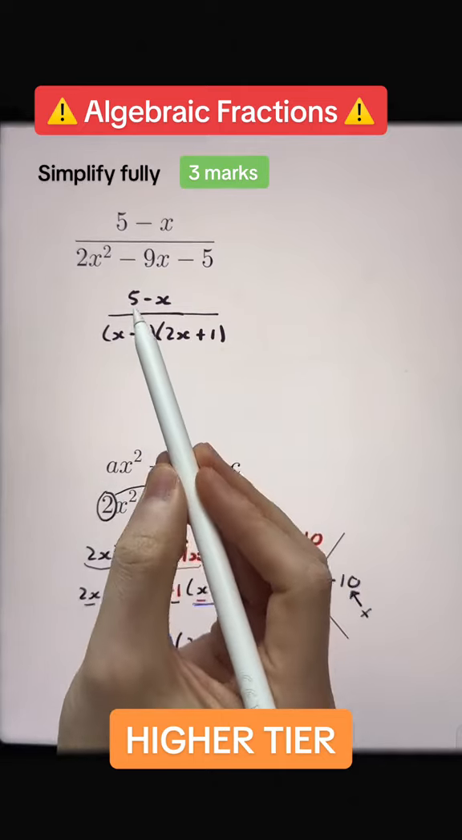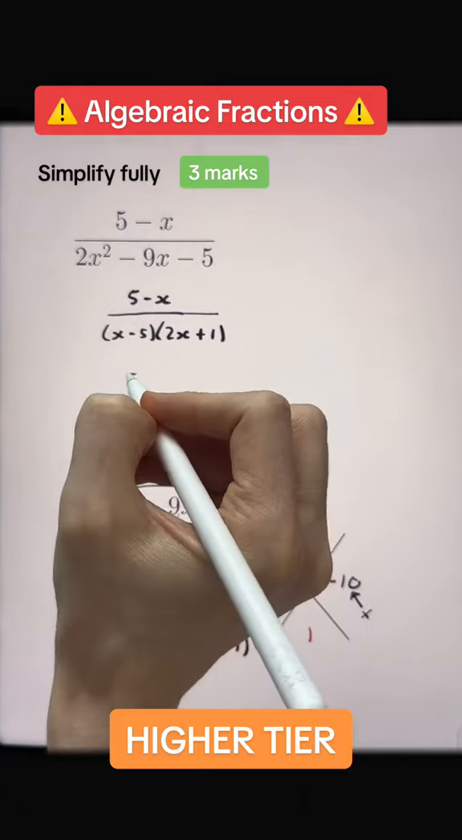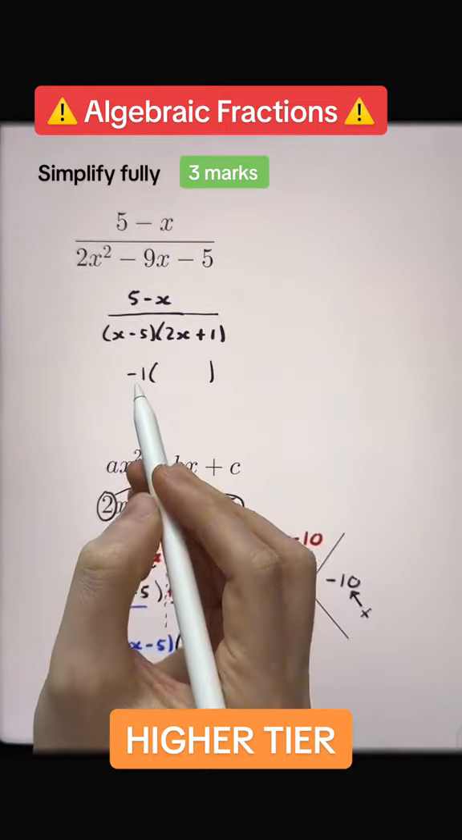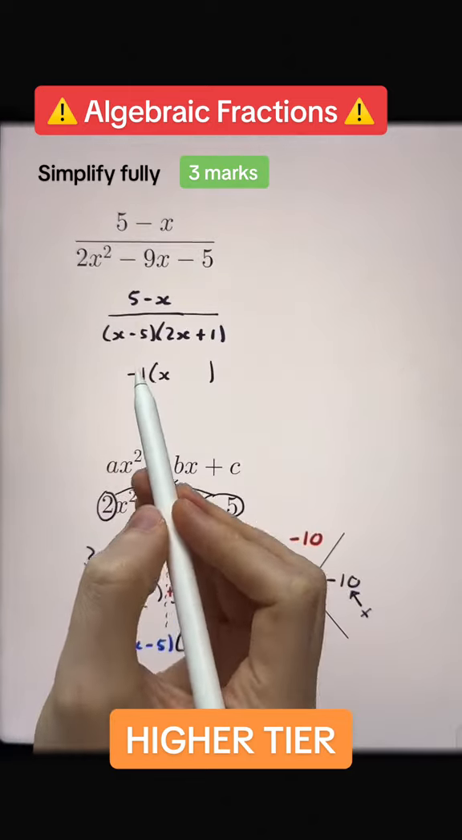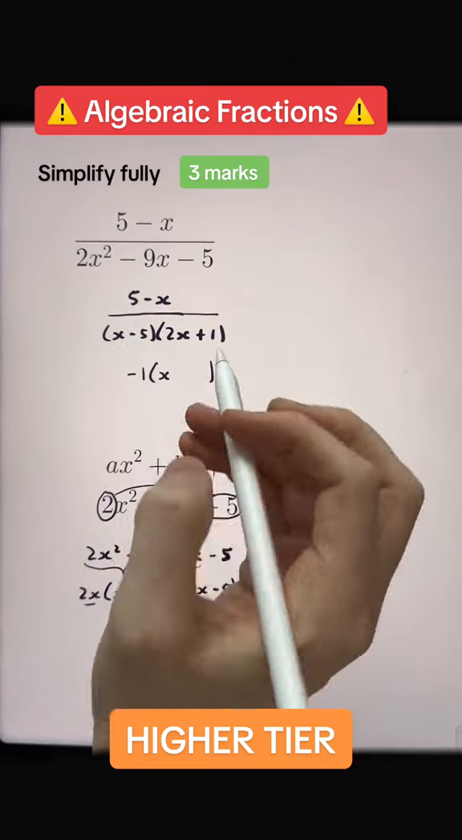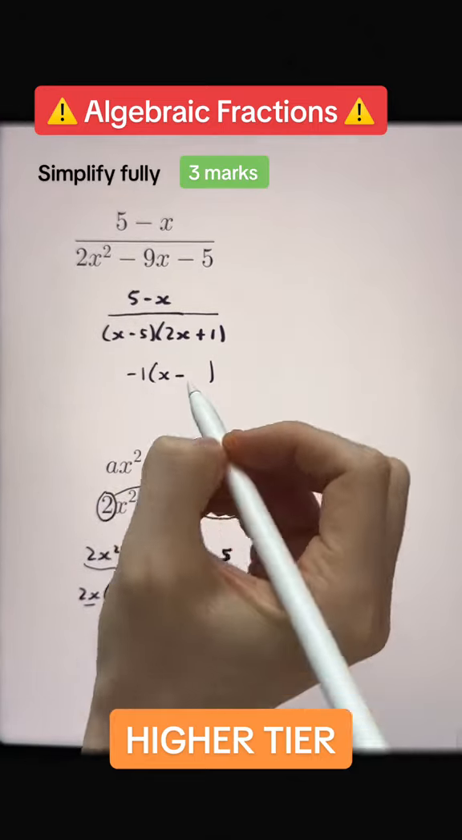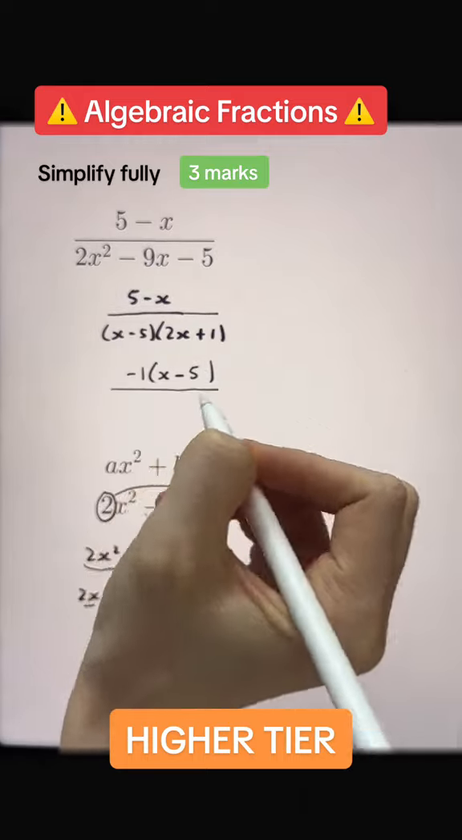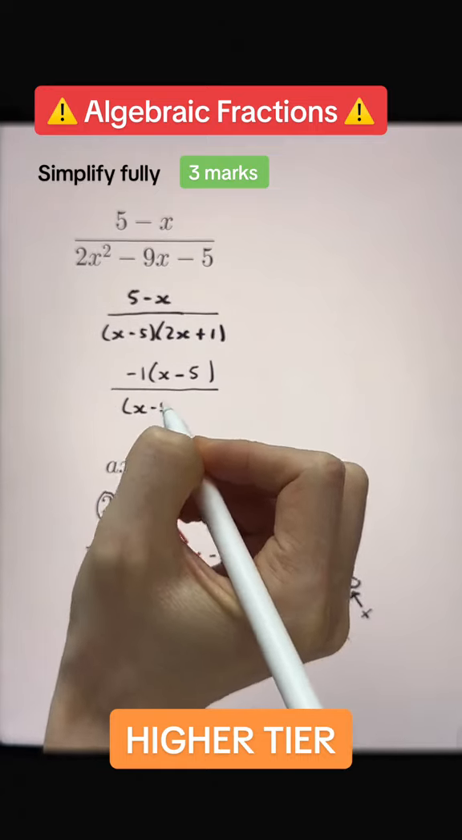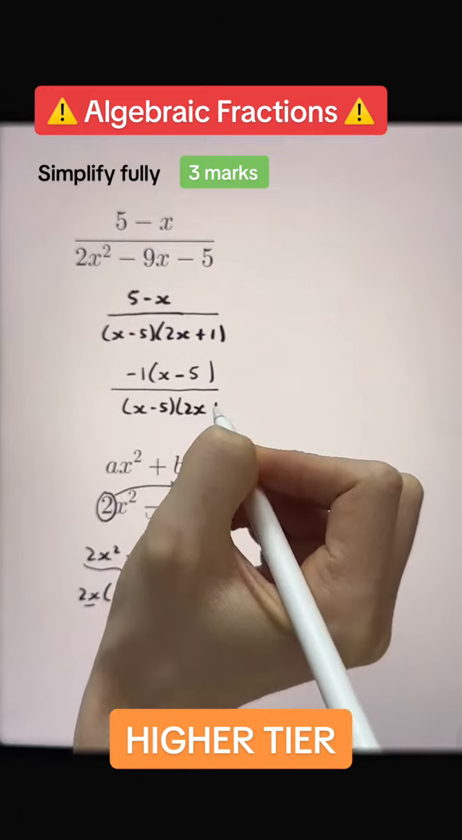But on the top, I should realise that if I factorise out negative 1, what do I times negative 1 to get back to negative x? Well, I'm missing x. And what do I times negative 1 to get back to positive 5? Well, I know a negative times a negative gives us a positive, so negative 1 times negative 5 will give us our positive 5. And on the bottom, I still have in brackets x minus 5 multiplied by in brackets 2x plus 1.